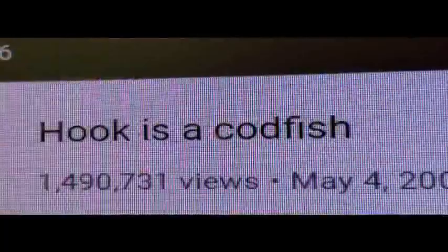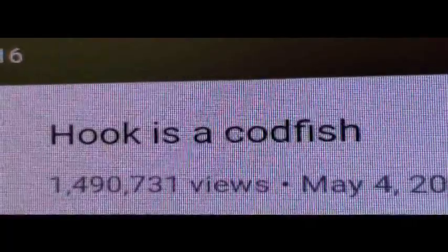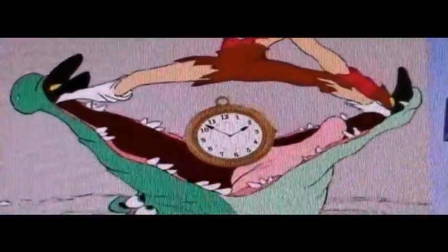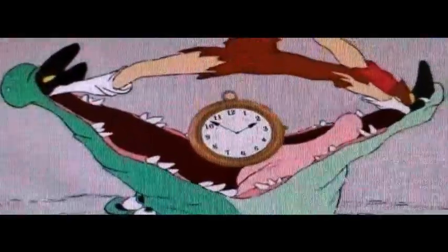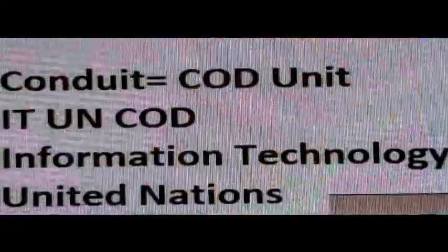Look at that. There's Captain Hook. Captain Hook with his little X's, holding his little clock. And it even says right here, Hook is a codfish. Boy, they sure like their time. Look at that. So pay attention. So here we've got the little crocodile making a V. Here's Captain Hook above some clock, like the tick-tock clock.